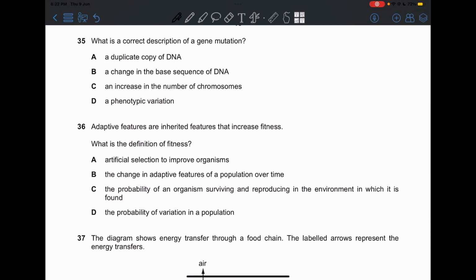35. What is a correct description of gene mutation? Now, we know that gene mutation is a change in the DNA base sequence. So it's going to be B.